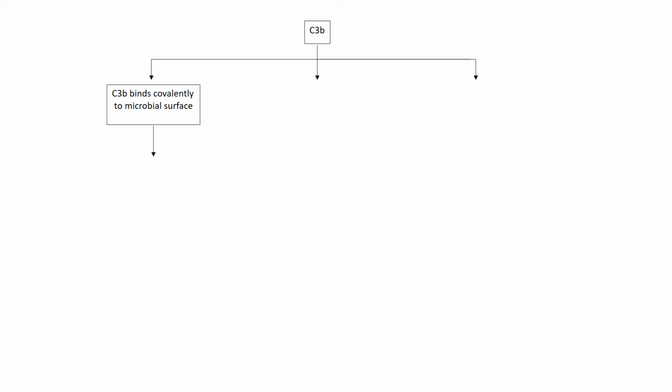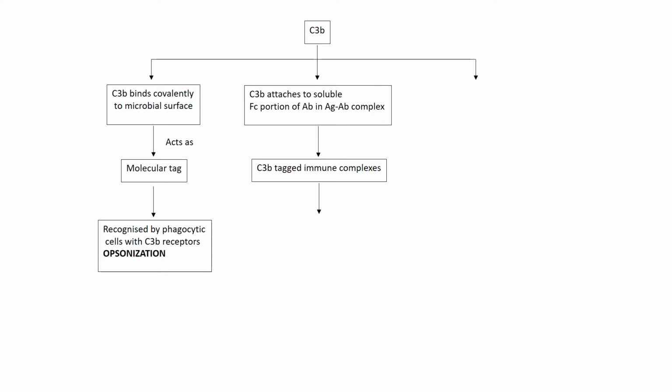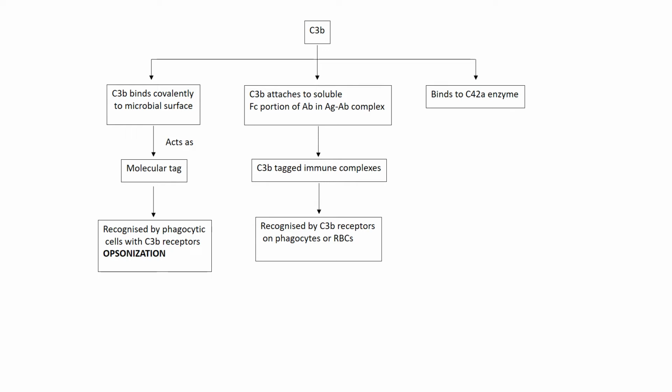First, the C3b can bind covalently to the microbial surface, where it acts as a molecular tag, and this is recognized by phagocytic cells with C3b receptors by the process of opsonization. Second, the C3b may attach to the soluble Fc portion of antibodies in antigen-antibody complexes, and these C3b-tagged immune complexes are then recognized by C3b receptors on the phagocytes or RBCs. Third, the C3b can bind to the C4b2a enzyme, forming the C4b2a3b complex, and this acts as a C5 convertase complex.